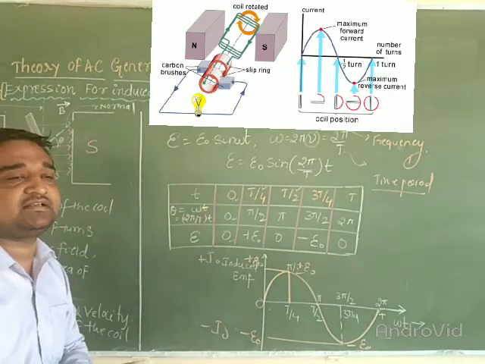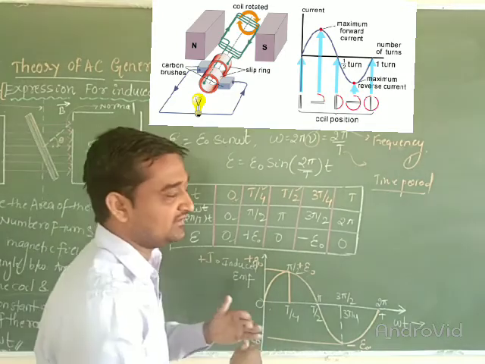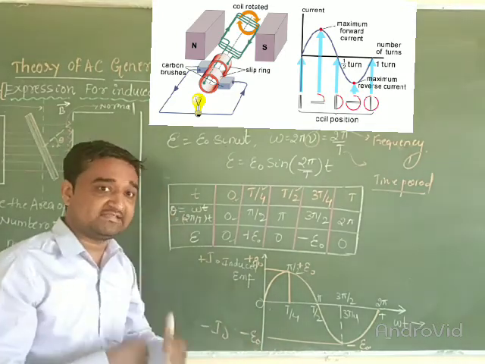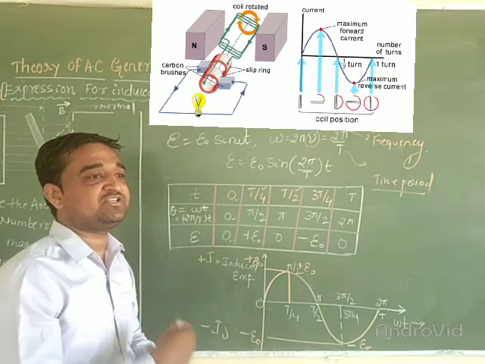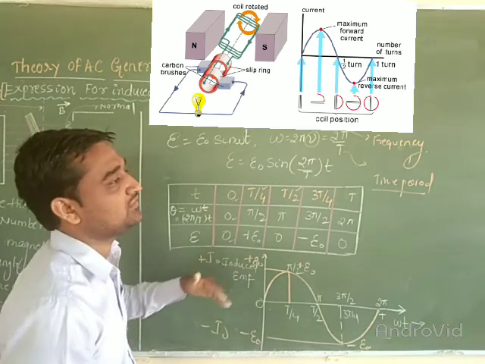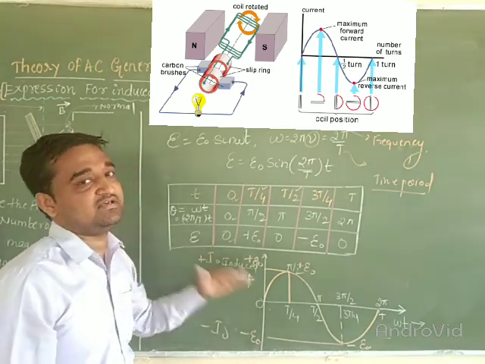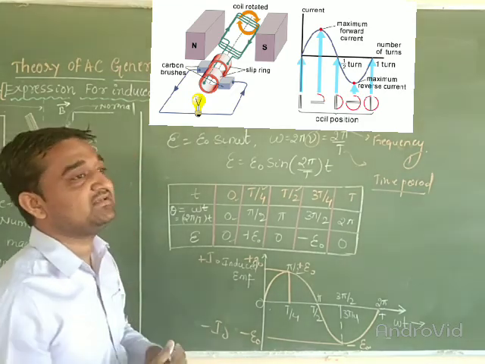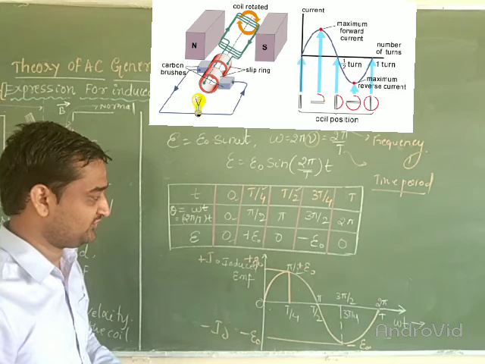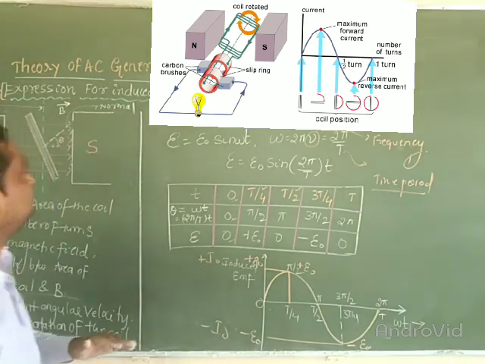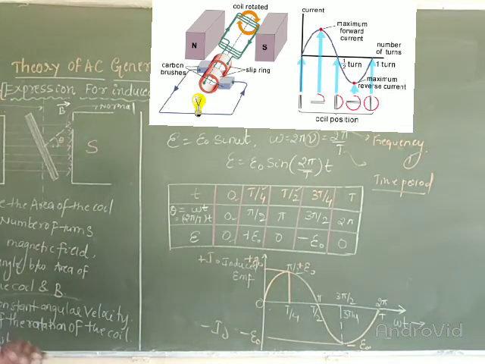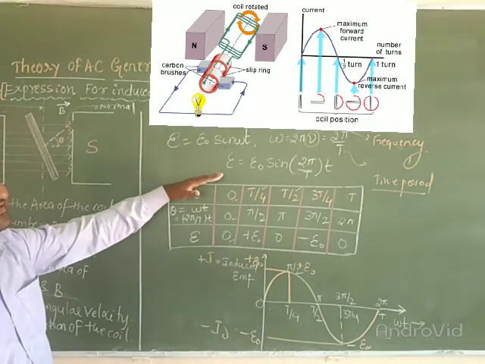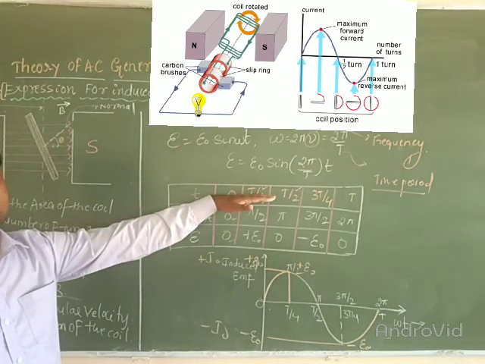Why is it called alternating current? It changes its polarity. That is, the sign of the induced current changes periodically. It changes its direction periodically. So that's why it is called the alternating current. So this is about the theory of the AC generator, and we have arrived at the expressions for the alternating current and alternating EMF, right?